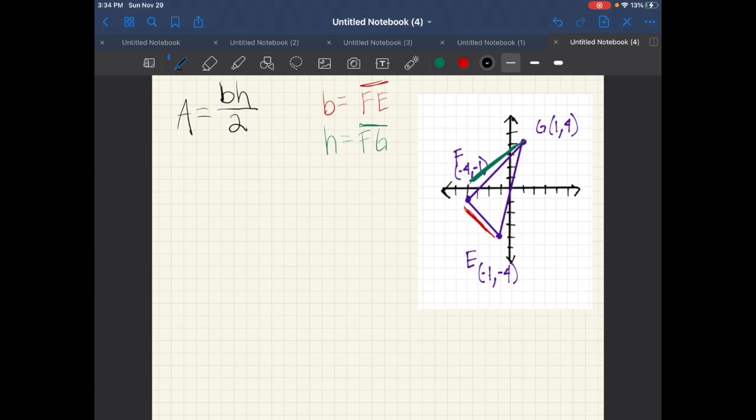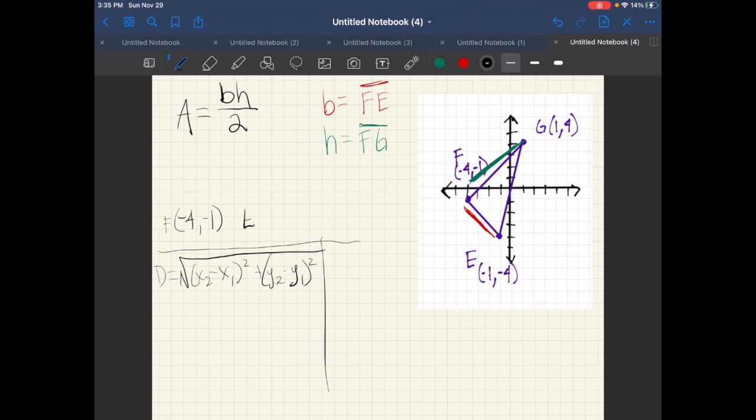So I'm going to say, and let's just kind of mark some room here. Distance equals the square root of x2 minus x1 squared plus y2 minus y1 squared. And our 2 points are F and E. So F is at -4, -1, and E is at -1, -4.